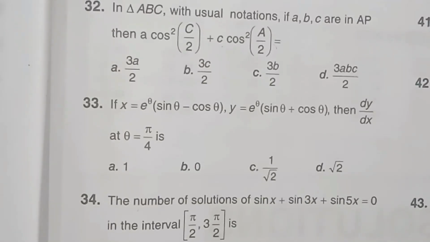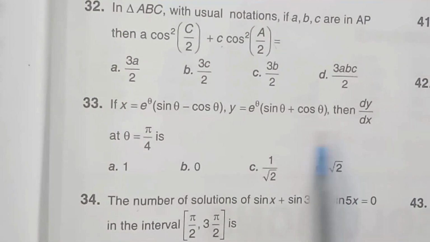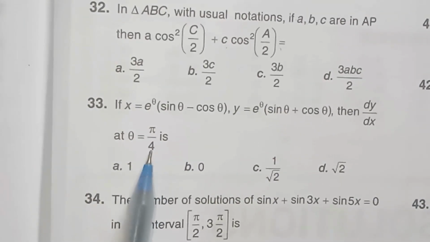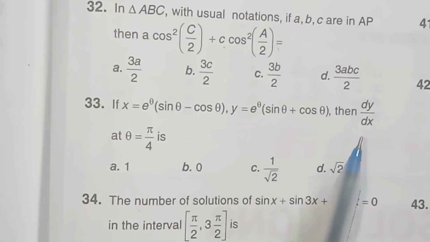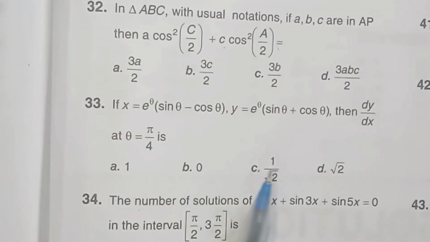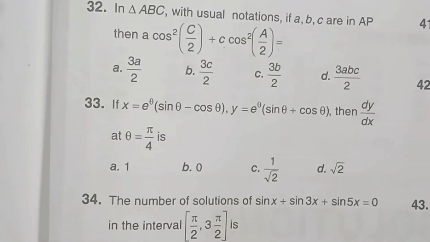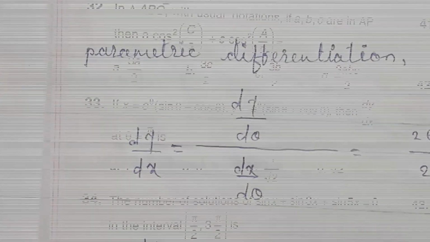We want dy by dx at theta equal to pi by 4, so we want the value of dy by dx for theta equal to pi by 4. The options given are: a) 1, b) 0, c) 1 by root 2, and d) root 2. Now let's see the solution for our example 33. It is quite an easy solution, so let's get started.